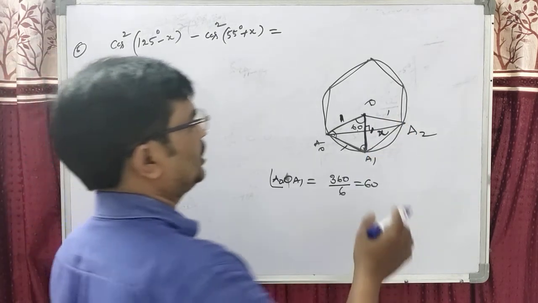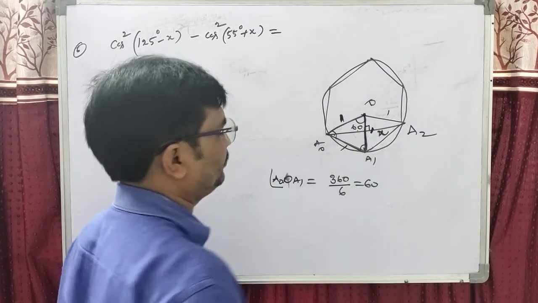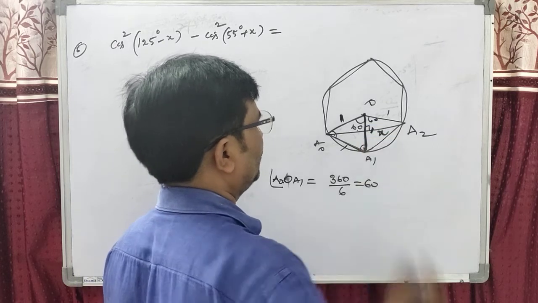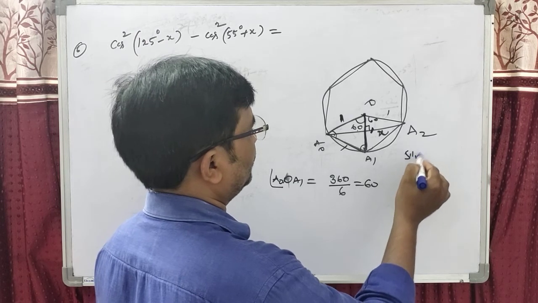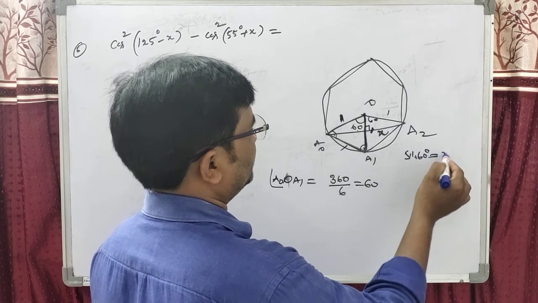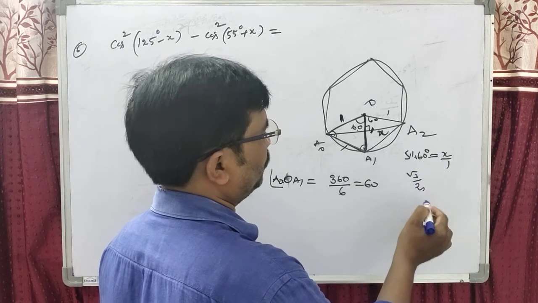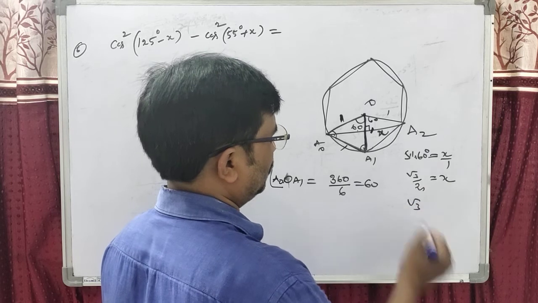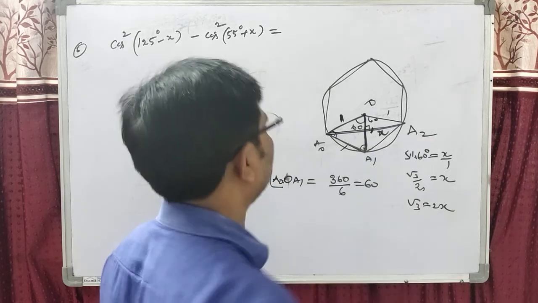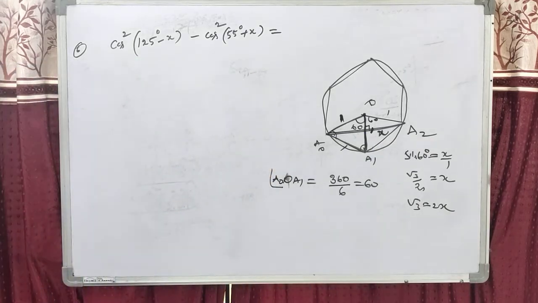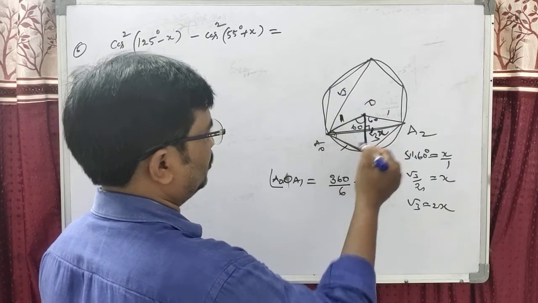Now, students, you can take this as x. This is 60, this is also 60. Okay, students, then you can write sine 60, which is opposite side by 1. Dear students, this is root 3 by 2 equal to x. So A0A2 is root 3. Similarly, A0A4 is also root 3. This is also root 3.